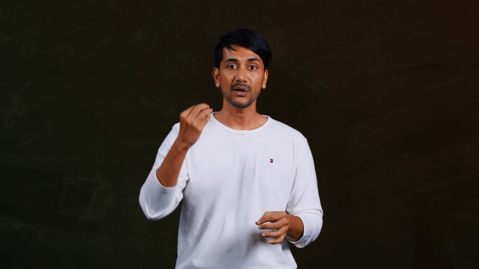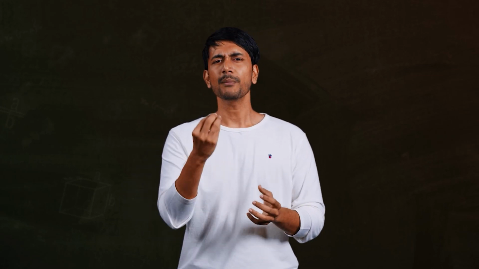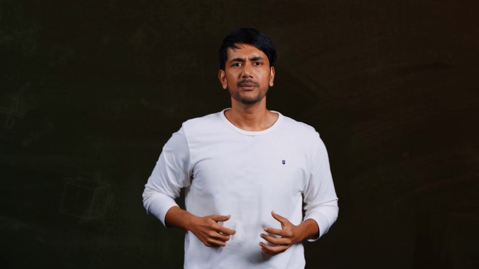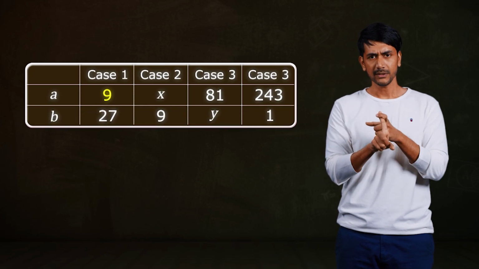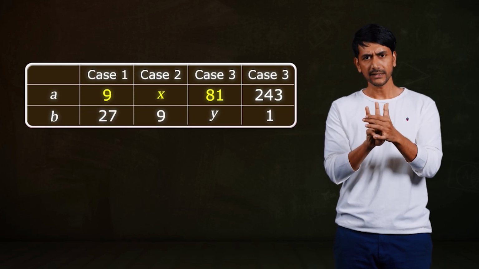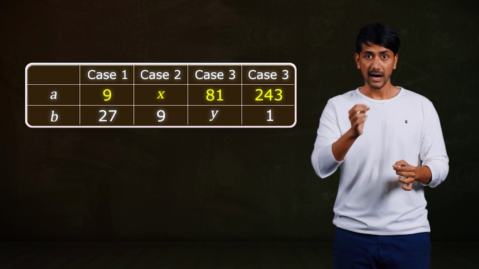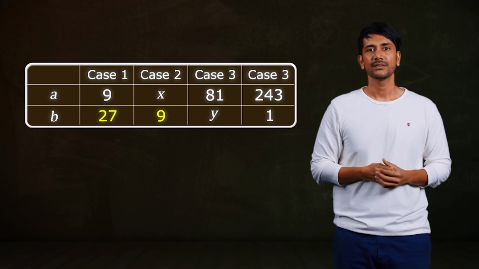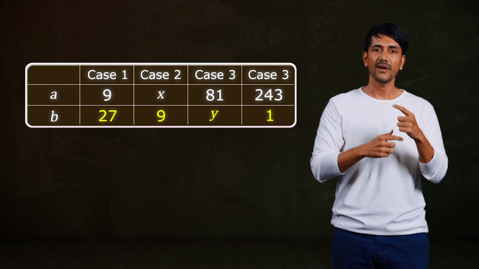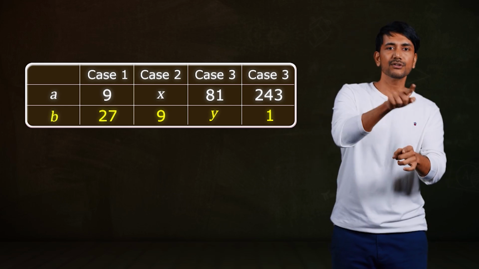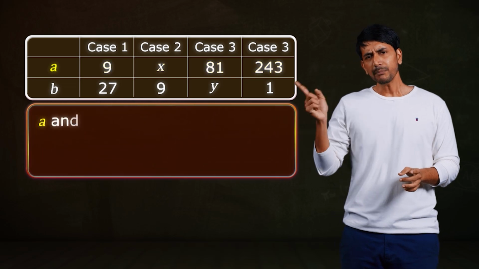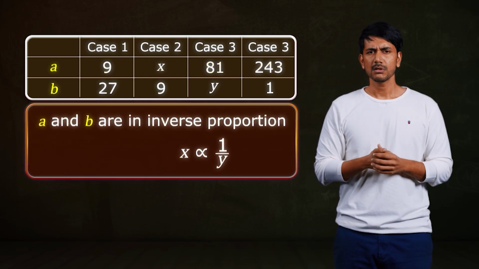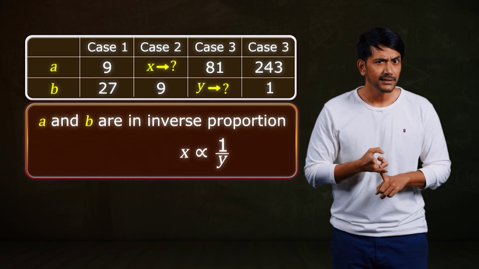Now, we can use the equation that we just derived to make calculations in situations where quantities are in inverse proportion. Let us check it out with an example. Here, 9, x, 81 and 243 are the values of a, and 27, 9, y and 1 are the values of b corresponding to the values of a. If a and b are in inverse proportion, then what are the values of x and y?